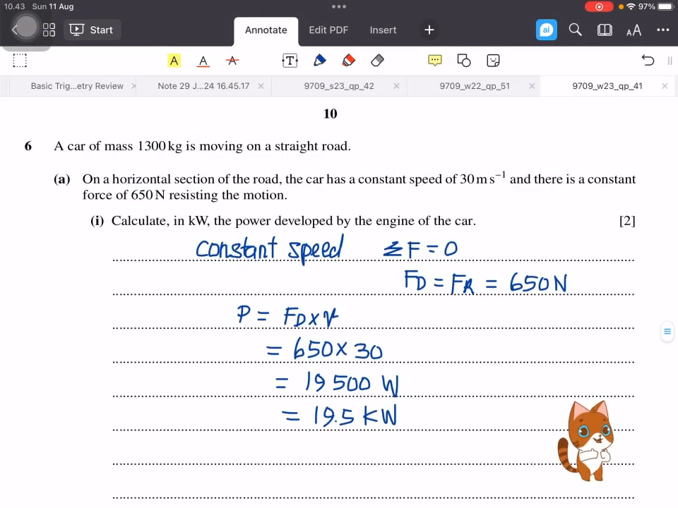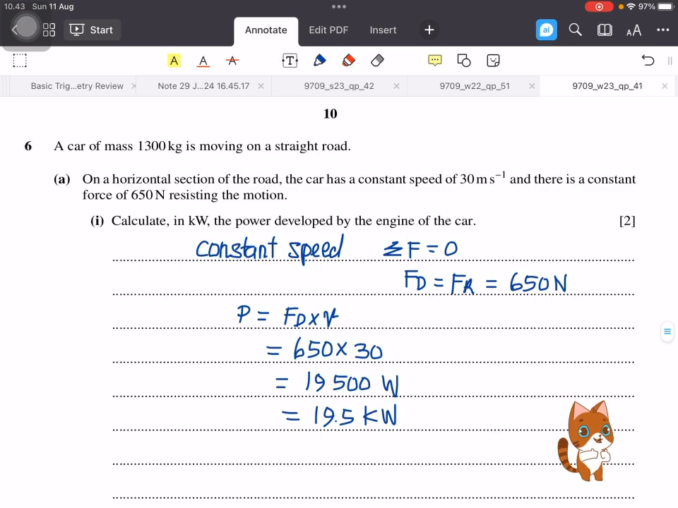Question 6. A car of mass 1,300 kilograms is moving on a straight road. A. On a horizontal section of the road, the car has a constant speed of 30 meters per second, and there is a constant force of 650 Newton resisting the motion. I. Calculate in kilowatt the power developed by the engine of the car.